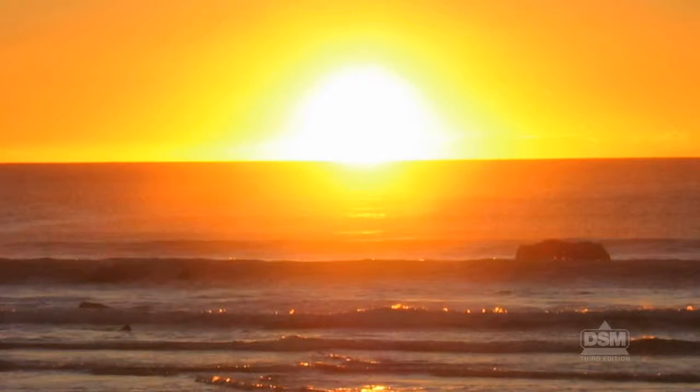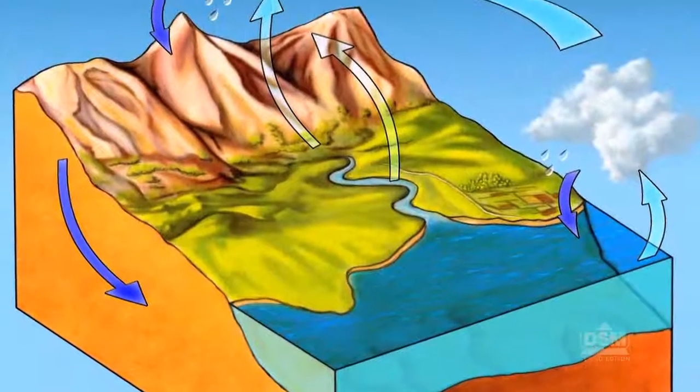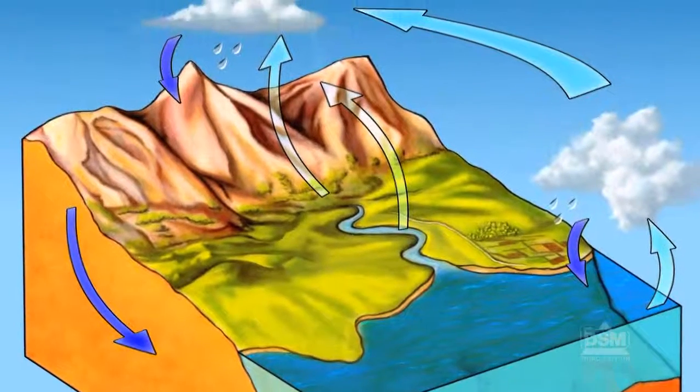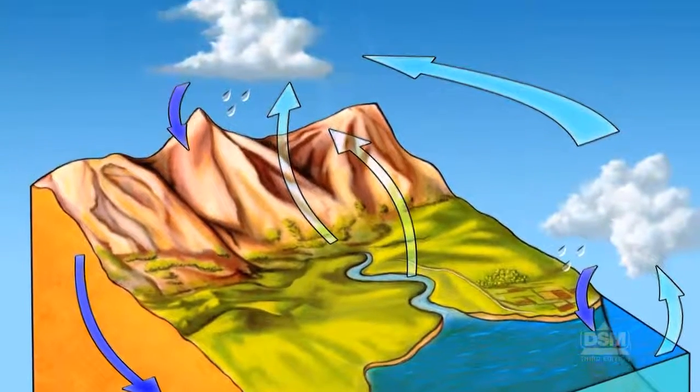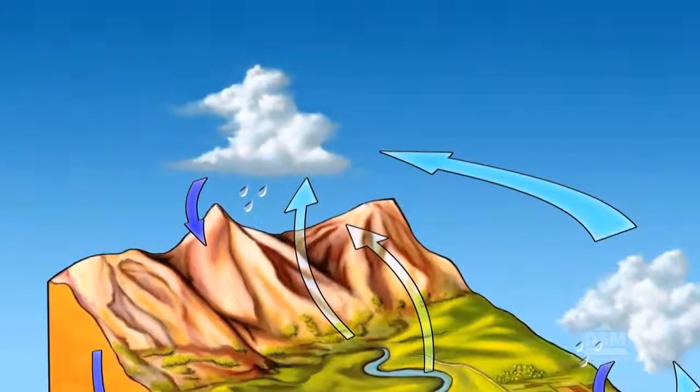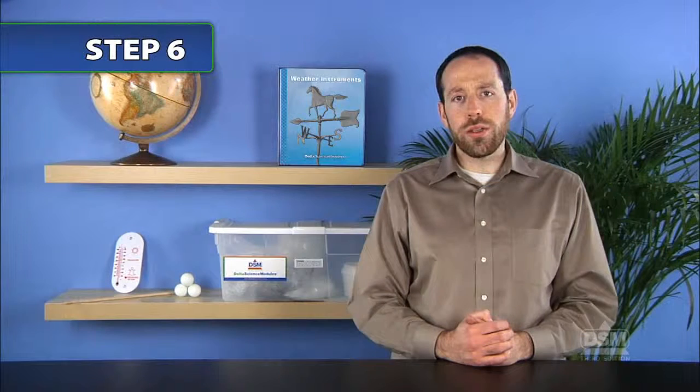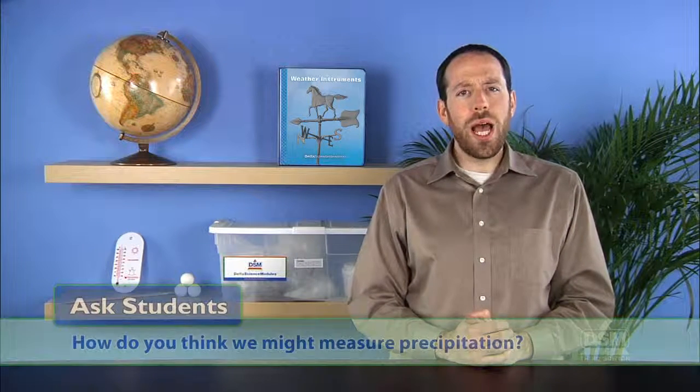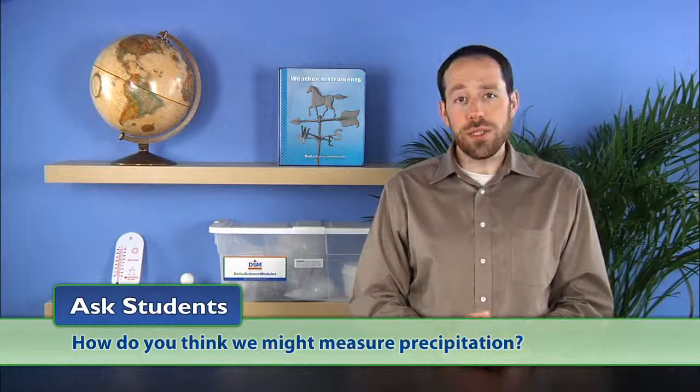Point out that the sun warms water in lakes and other bodies of water. The water then evaporates and enters the air as water vapor. Finally, water vapor cools, condenses, and falls as rain, which collects in lakes and other bodies of water. After reviewing the water cycle chart, ask students, how do you think we might measure precipitation?